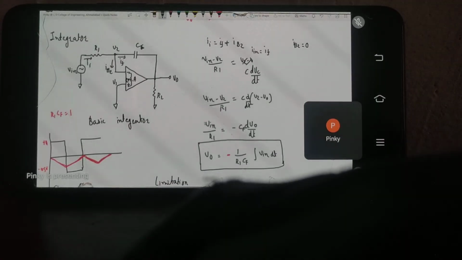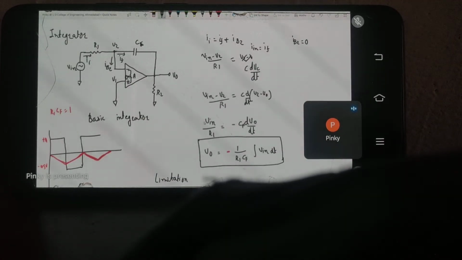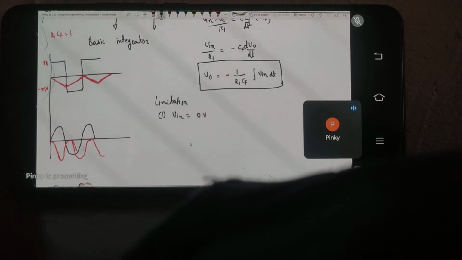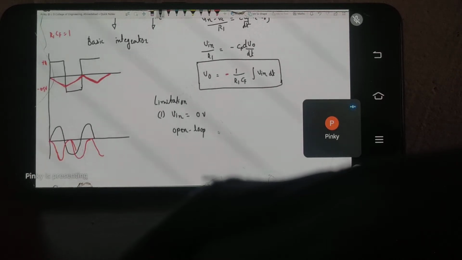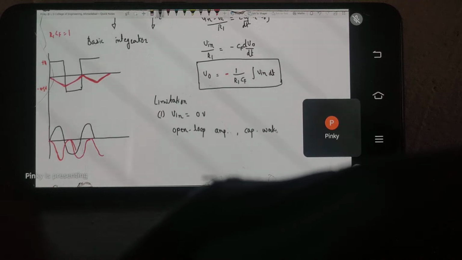So when your input is 0, at that time the circuit works as an open loop amplifier. Why open loop amplifier? Because the capacitor works as an open circuit.